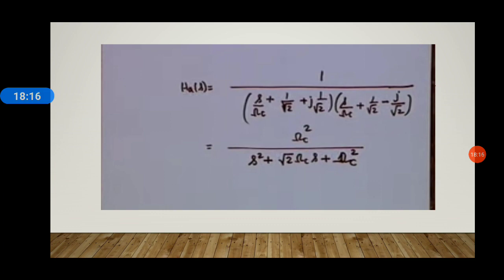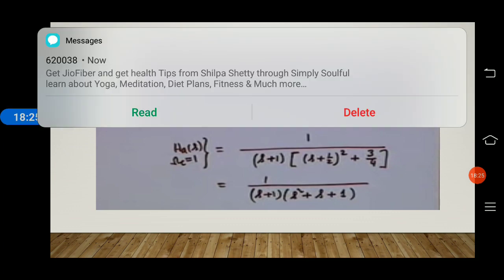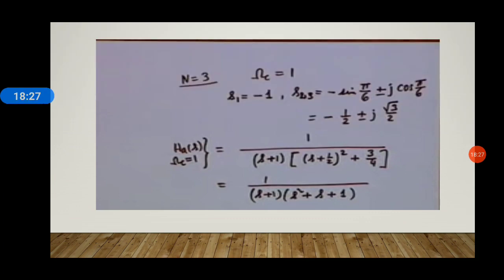So this is the H(s) if n is 2 for the Butterworth filter. Similarly, we find for n is equal to 3.